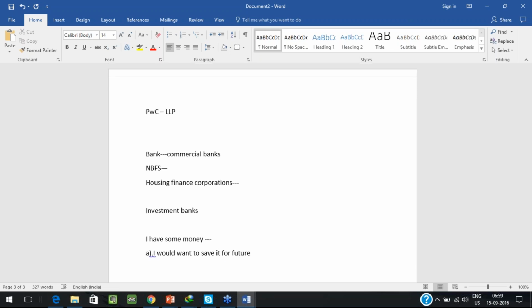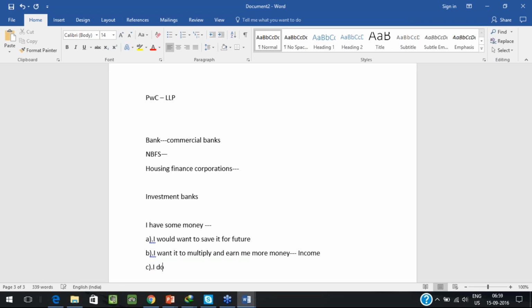Or B, I may want it to multiply and earn me more money, which means it should act as an income. C, I don't want it to sit idle. I want it as an investment, to earn more out of it. So B you want to have as a regular income, where you get money at regular intervals as a fixed amount.